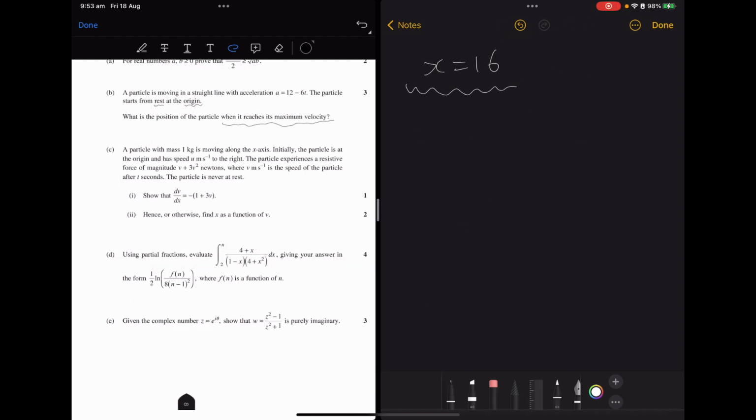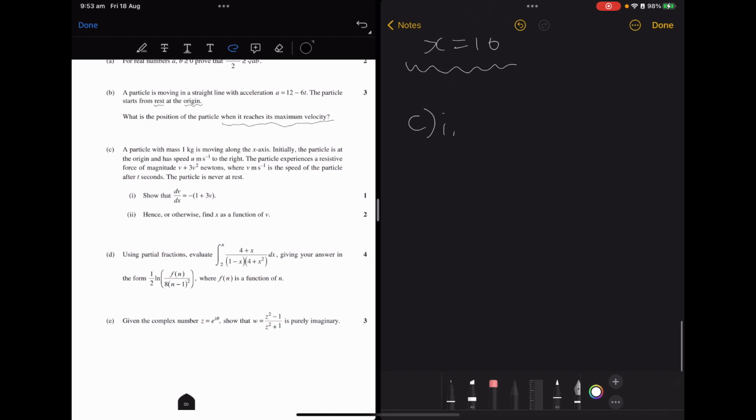Next, for part C, we have a particle with mass 1 kilogram moving along the x-axis. Initially, the particle is at the origin and has speed u meters per second to the right. The particle experiences a resistive force of magnitude v plus 3v squared newtons, where v meters per second is the speed of the particle after t seconds. The particle is never at rest. So, first part, C1, is show that dv over dx is equal to negative 1 plus 3v. And then part 2 is hence or otherwise find x as a function of v.